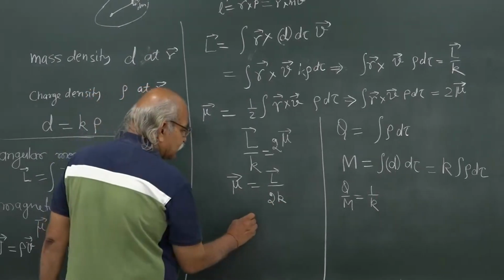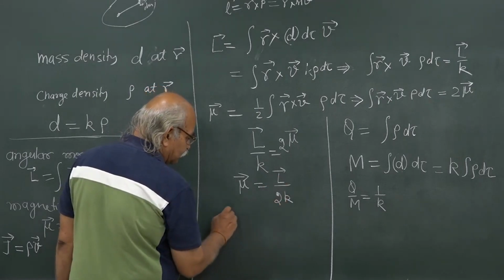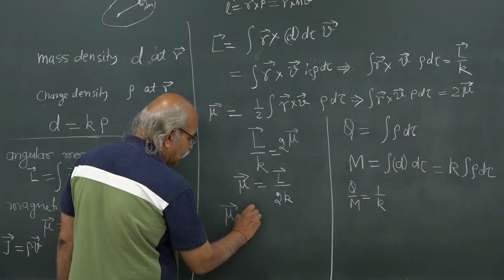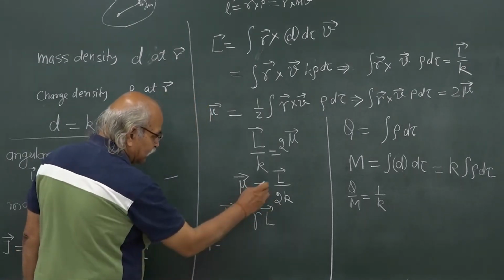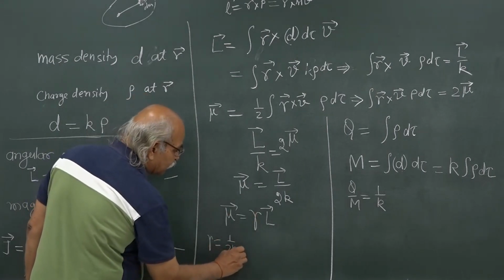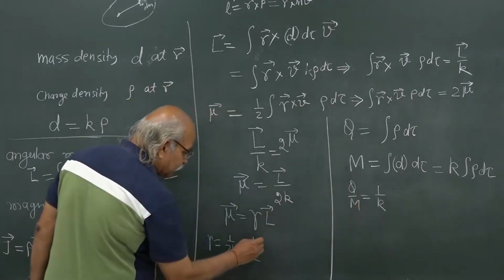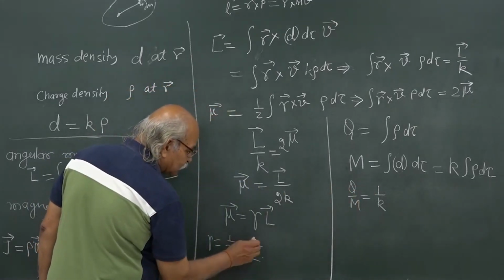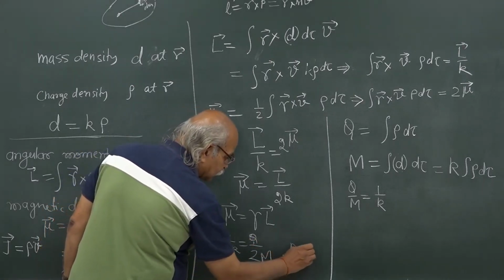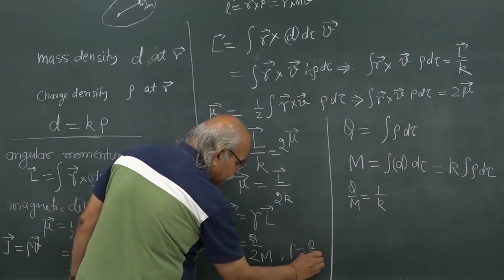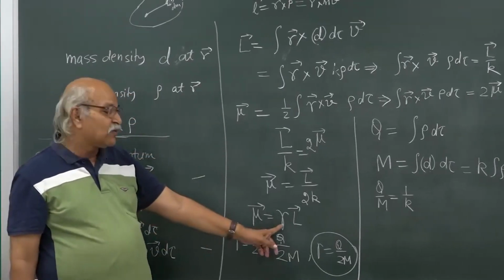So you can write mu is equal to gamma times L, where gamma is 1 by 2k, and that 1 by 2k is 1 by 2 here, and 1 by k is q by m. So you put q here and m here. So gamma is q divided by 2m. So, that is the proportionality constant.